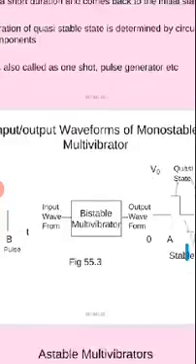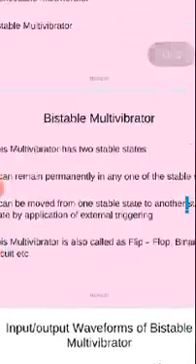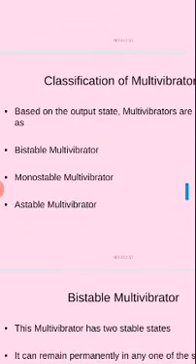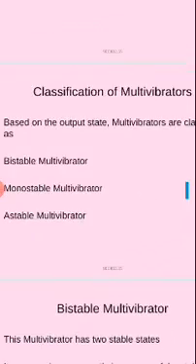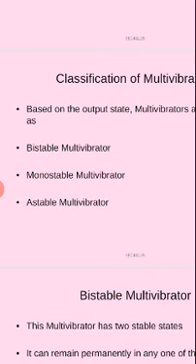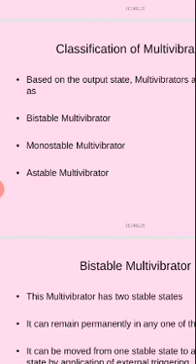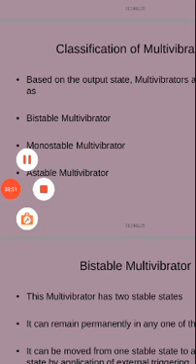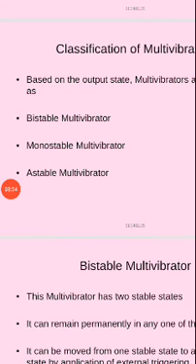Summary. Classification of multivibrators we discussed: bistable multivibrator, monostable multivibrator, astable multivibrator. So we discussed all these things.